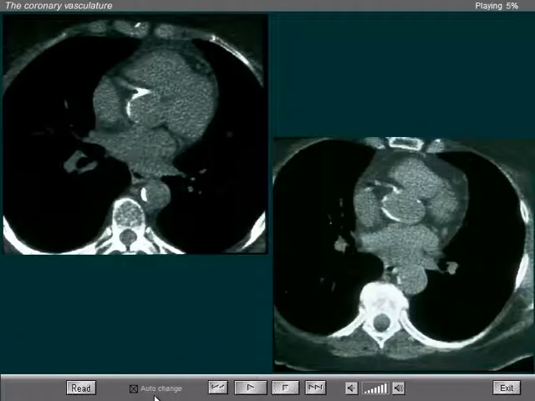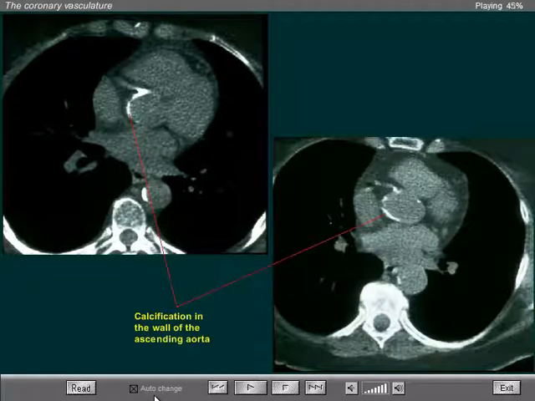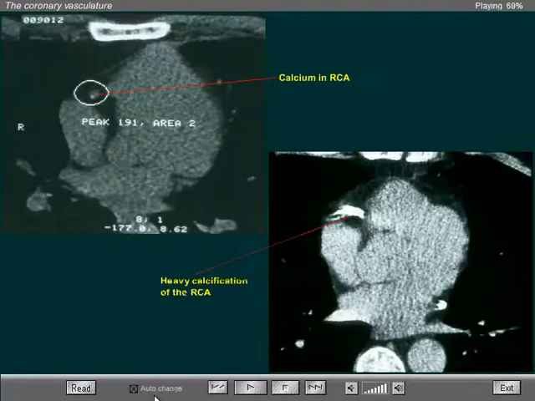We're going to show now representative cases that reveal calcification of the right coronary artery. The first two images show calcium in the wall of the ascending aorta and also at the origin of the right coronary artery. The next two images show, the one to your left, a fleck of calcium in topography of the right coronary artery, and the second image, a heavily calcified coronary artery.